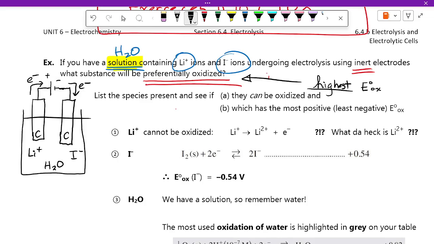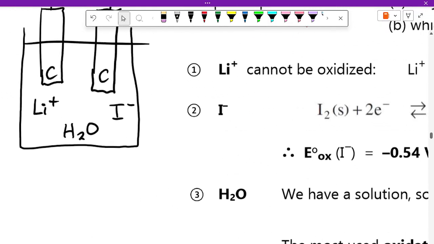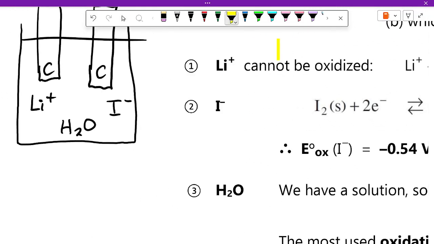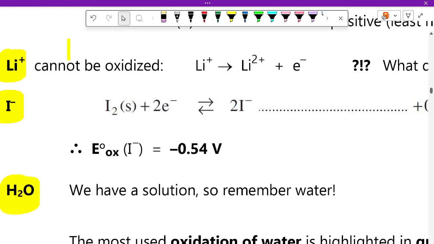And then we say, list your species: Li+, I-, and H2O. And first of all, decide, can they be oxidized? If they can, what is their oxidation potential? Lithium plus cannot be oxidized. Because what would happen if Li+ were to lose an electron? It would become Li2+. Have you ever seen such a thing? Would it be easy to remove that electron that is now in a shell that is now closer to the nucleus?